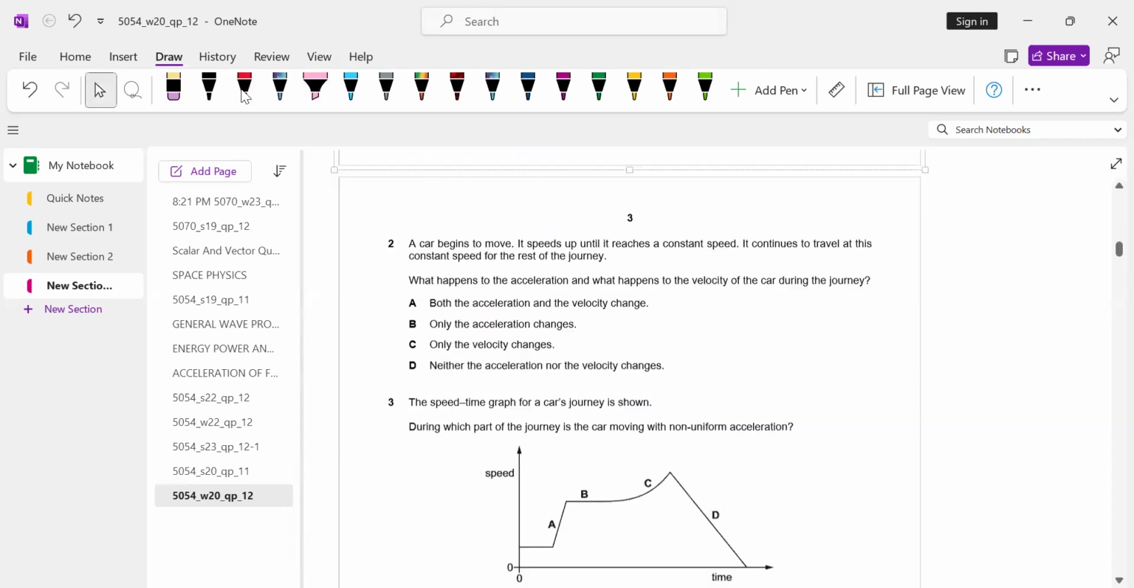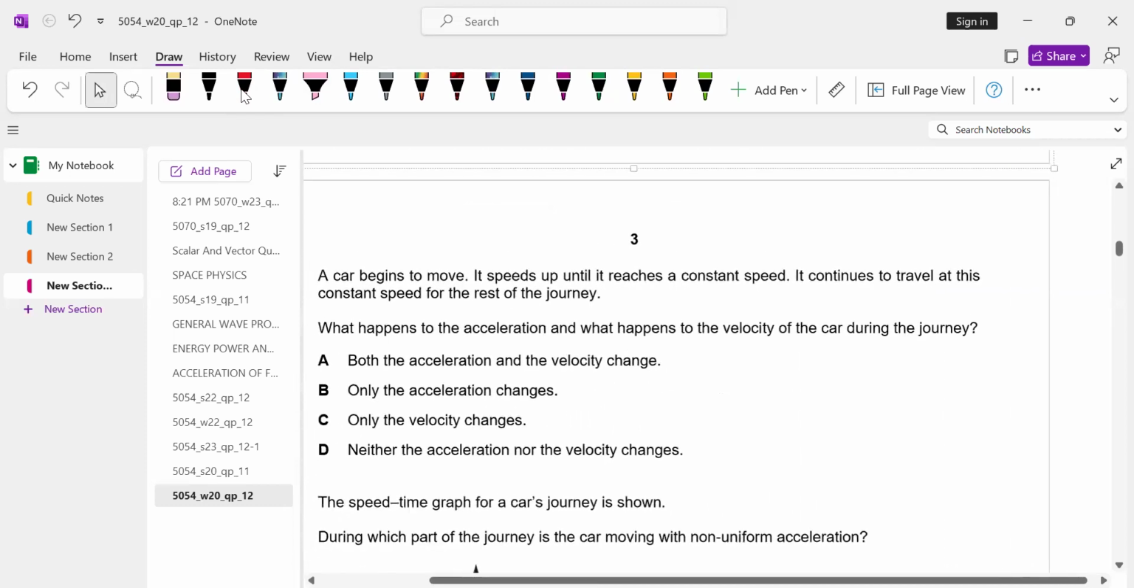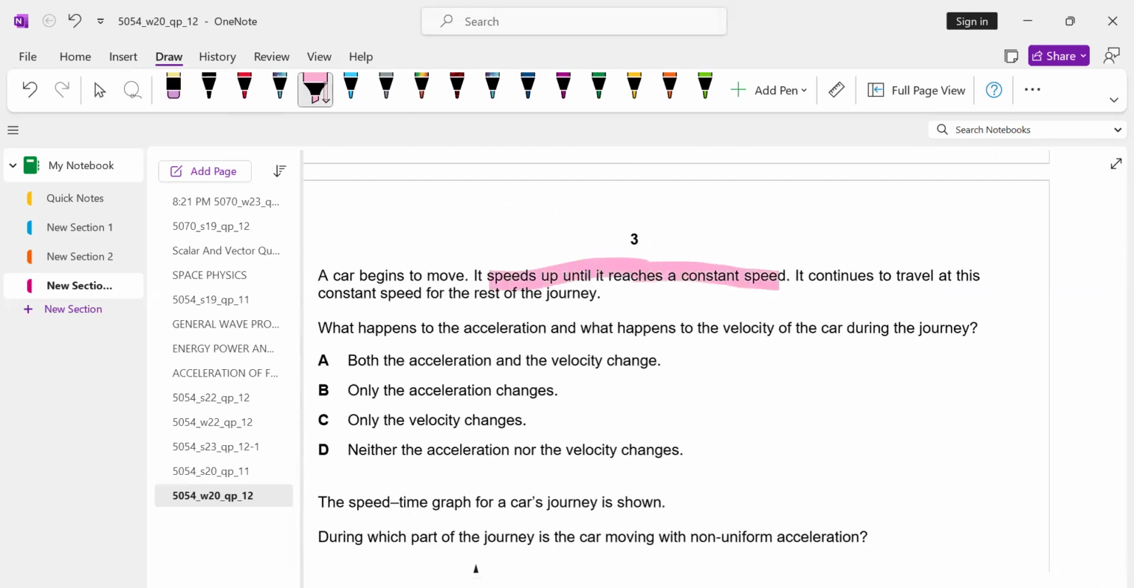Then let's move towards question number 2. Question number 2 says that a car begins to move, it speeds up until it reaches a constant speed. It continues to travel at the constant speed for the rest of the journey. What happens to the acceleration and what happens to the velocity during the journey? So the car speeds up until it reaches a constant speed. So before it reaches a constant speed, its acceleration is changing, its velocity is changing. So option A is correct, that both acceleration and velocity are changing.